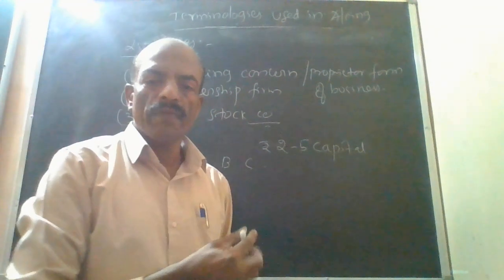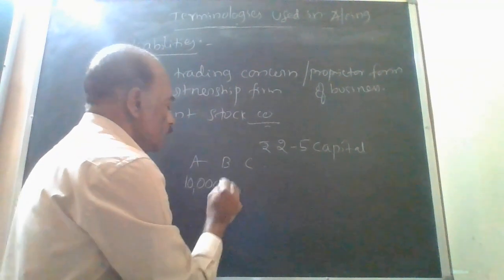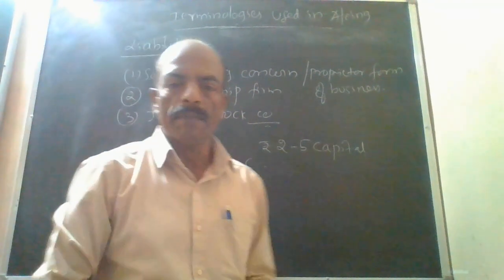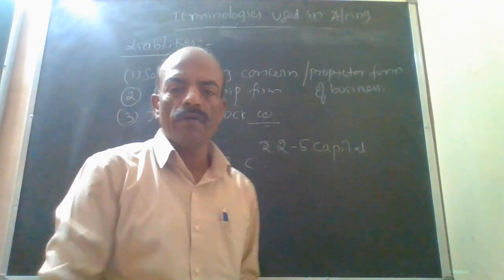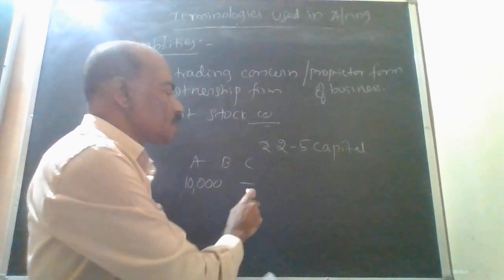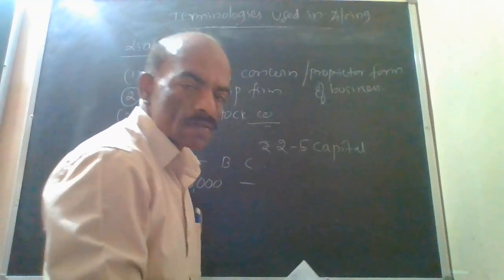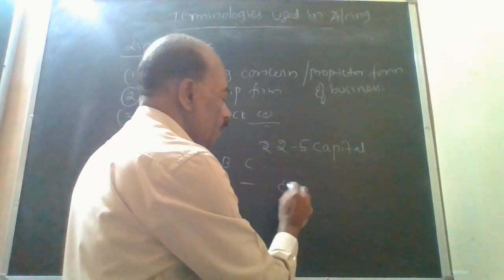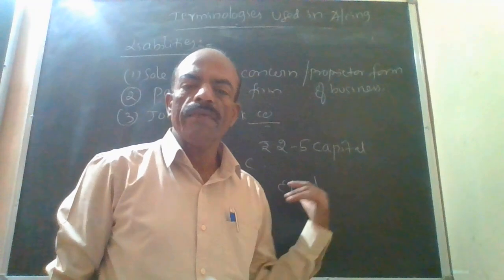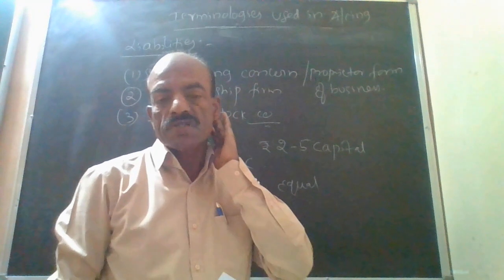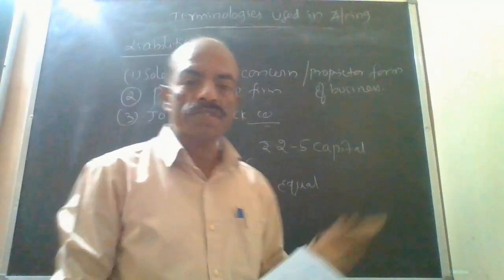A, B and C are different partners who contribute capital of 10,000 each. They contribute the capital, do the business and share the profit or loss in an equal ratio. They have their own partnership deed, a partnership agreement. And the third one is the joint stock company.